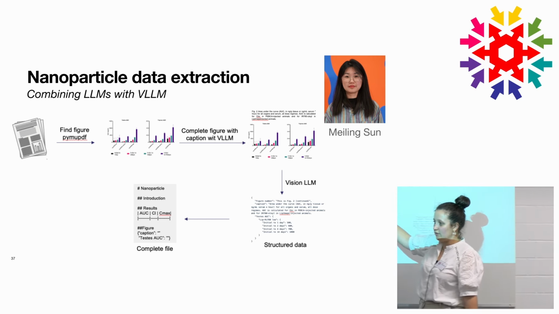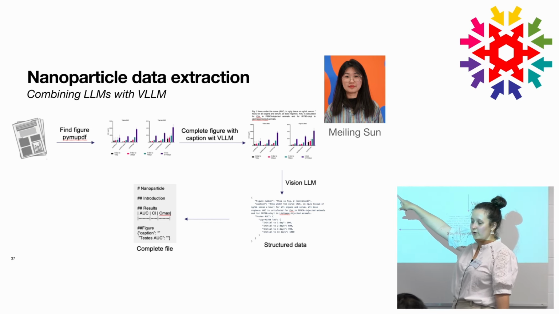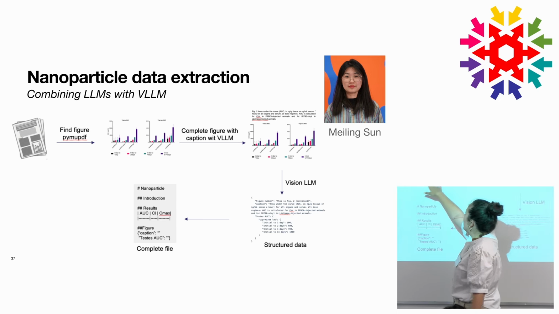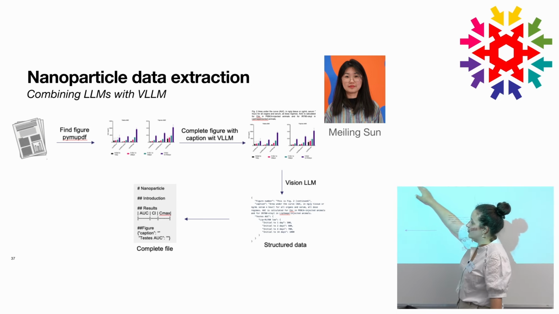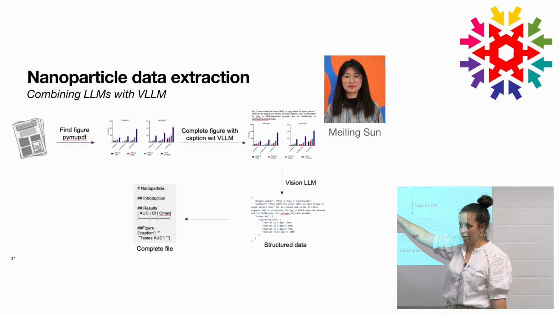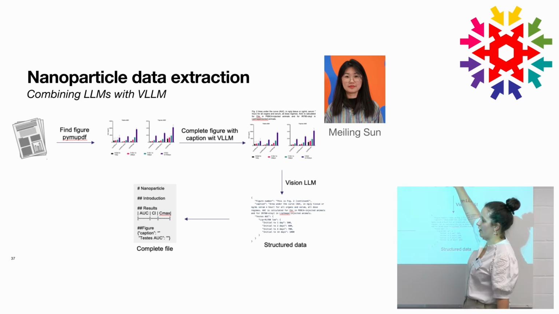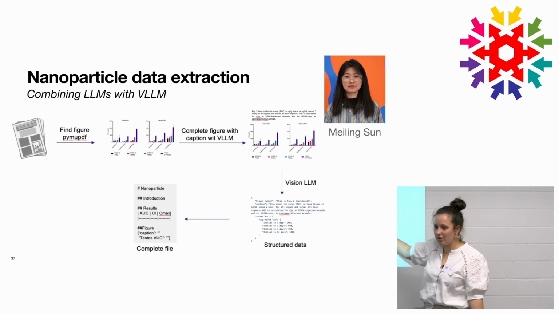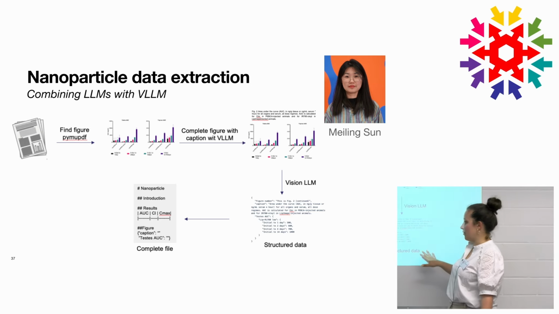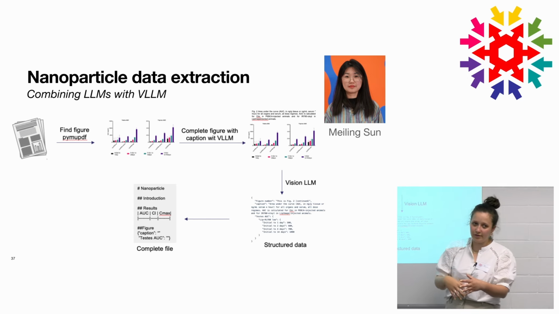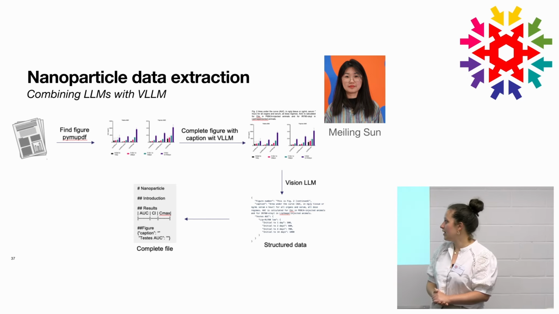That's what she does with the figures. She first tries to find the figures with the same module we already used to convert the PDFs into text, PyMuPDF. Then she also tries to get the caption for those figures. And then she passes the figure with the caption to a vision language model and gets some structured data from those figures, and then combines it together with the text and extracts the rest of it.